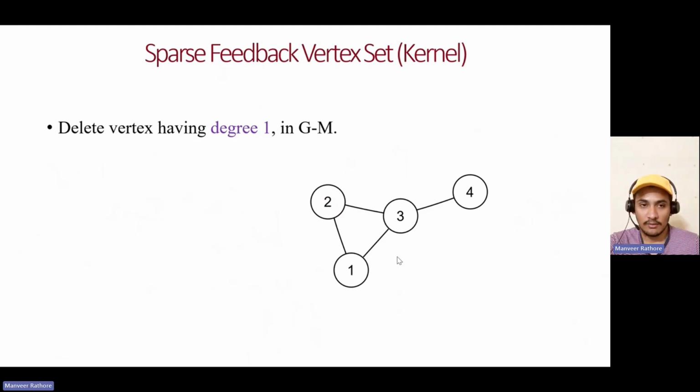Then we delete vertices having degree 1 in G minus M. In this graph, 4 is a degree 1 vertex. Since we are talking about feedback vertex set, I don't think 4 is participating in any cycle. If you feel otherwise, raise a concern with me. Since 4 is not in any cycle, we can simply delete it and it won't matter to us. All the cycles will still be preserved.